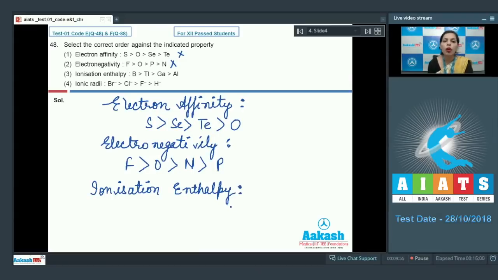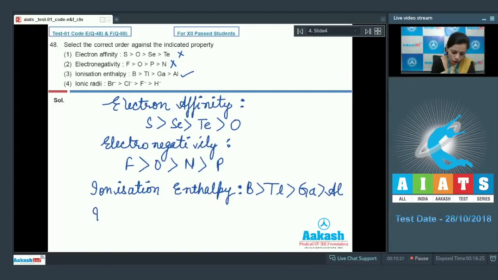ionization enthalpy of group 13 elements does not follow a regular trend, and this trend is given here correctly. First, the maximum ionization enthalpy is for boron, then thallium, gallium, and aluminum. This is the correct order, but we have to check the next one also. So this was boron, thallium, gallium, and aluminum.